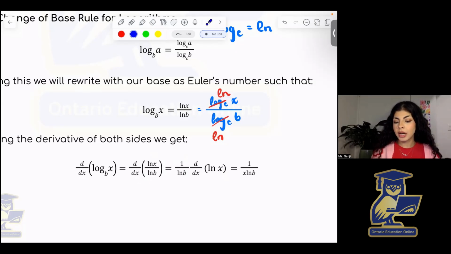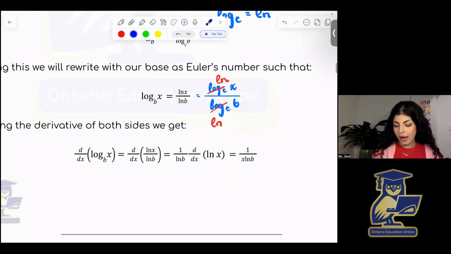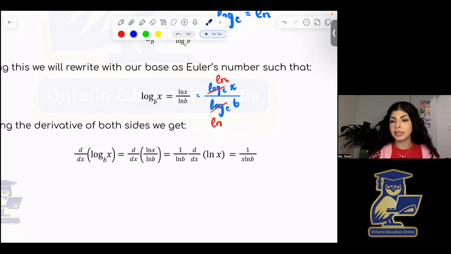And based on our definition, we have that this is equal to 1 over x, and then we're just left with that natural log of b. And I hope you can see this is pretty much the same idea as the exponential function that we had, where we just multiplied by the natural log of b, and we are just keeping that derivative 1 over x.